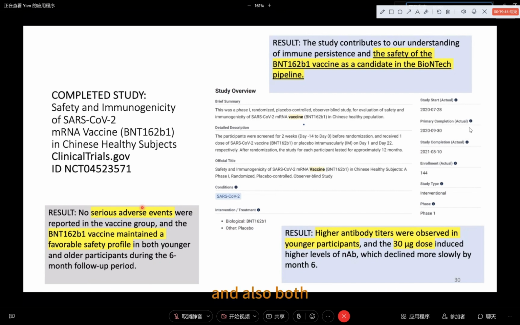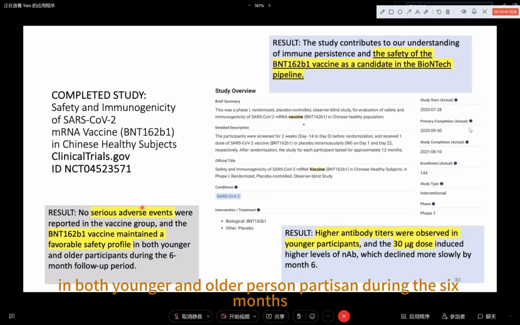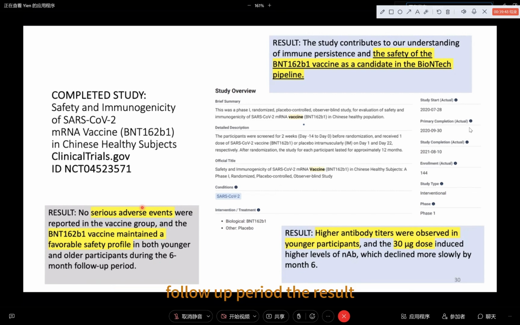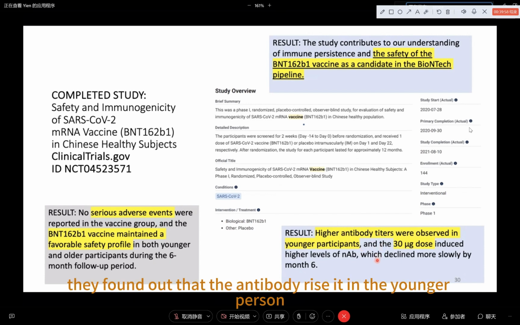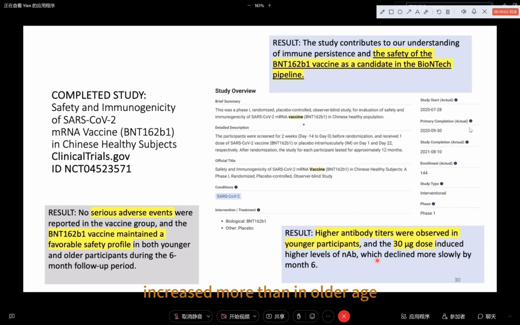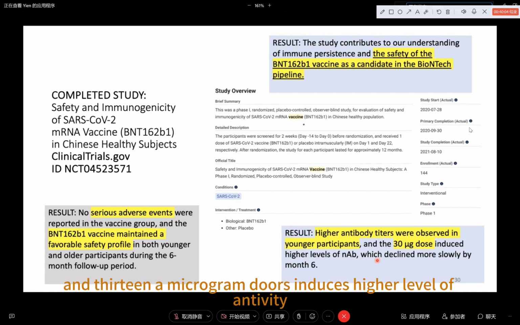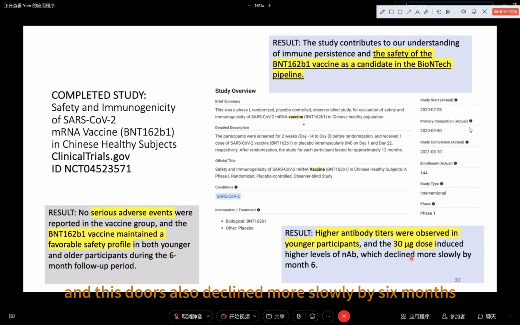And also both younger and older participants during the 6 months follow-up period. The result: the second one had antibody titers. The second one, titers were observed in younger participants. They found out that the antibody rises in younger participants increased more than in older aged ones, and 30 microgram dose induced a higher level of antibody, and this dose also declined more slowly by 6 months. So they knew about how immunogenicity worked in this vaccine.